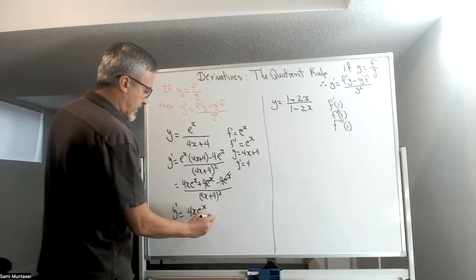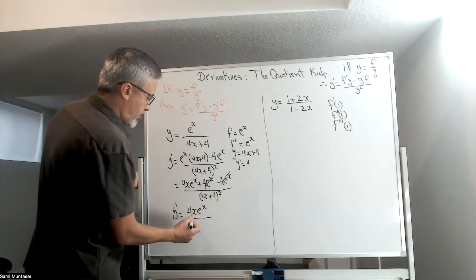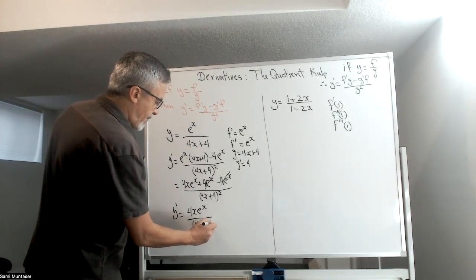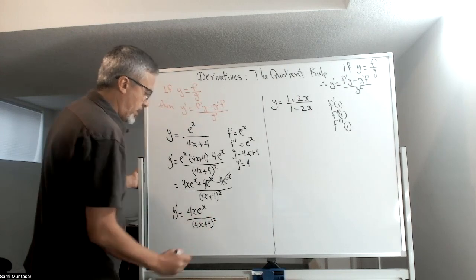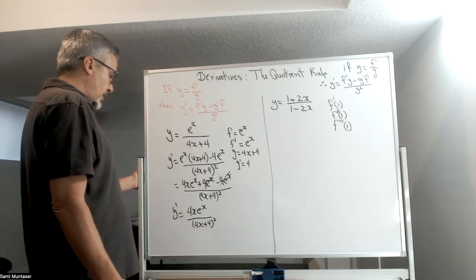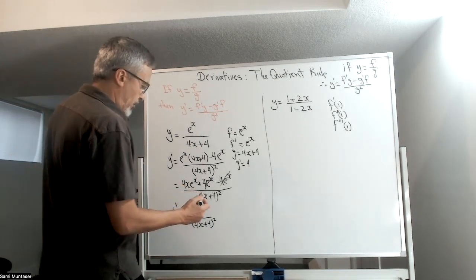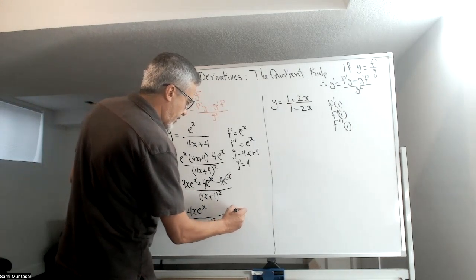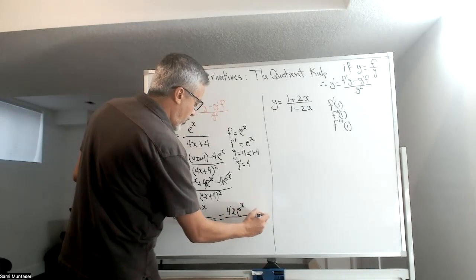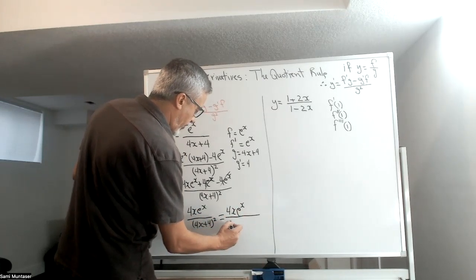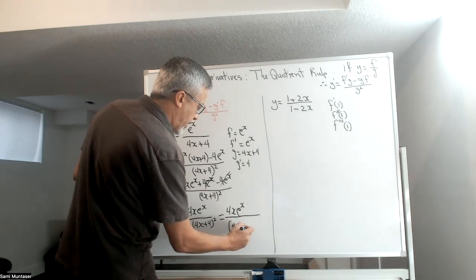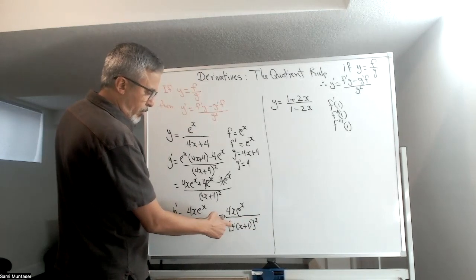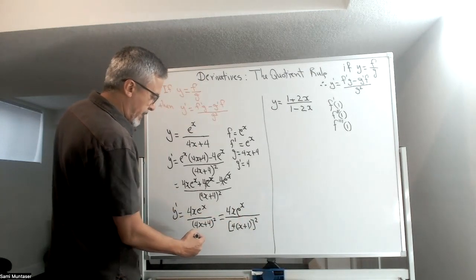e to the power of x over brackets 4x plus 4 squared. If we want to go further, we could go 4x e to the x all over, and I'm going to factor out the 4 from the x plus 4, and I'm going to get x plus 1 squared. Now here, because the 4 is out, I could square the 4 and make it 16.